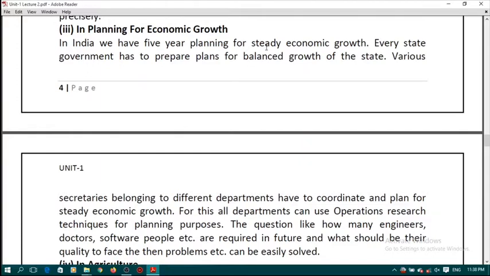So every state government has to prepare plans for balanced growth of the state. Various secretaries belonging to different departments have to coordinate and plan for steady economic growth. For this, all departments can use operation research techniques for planning purposes.